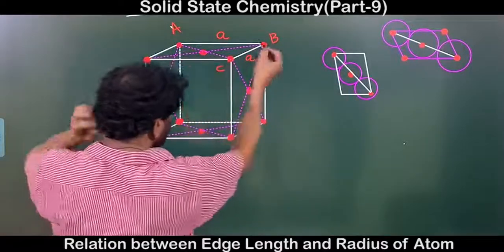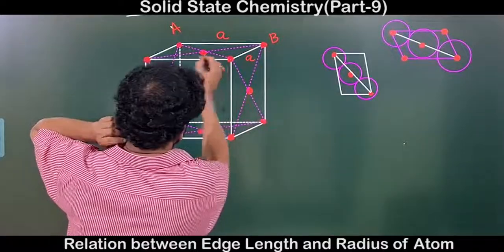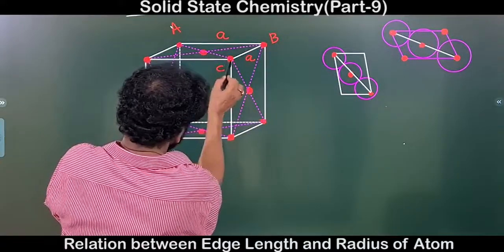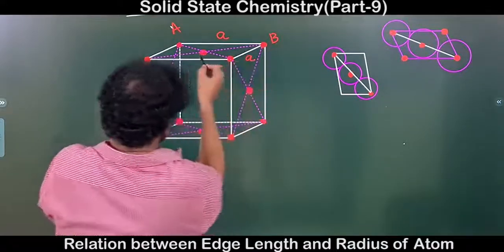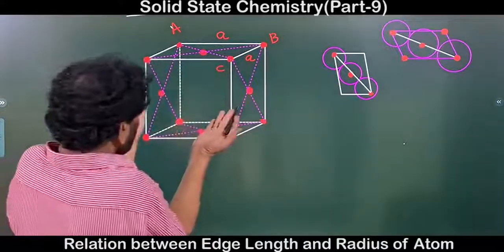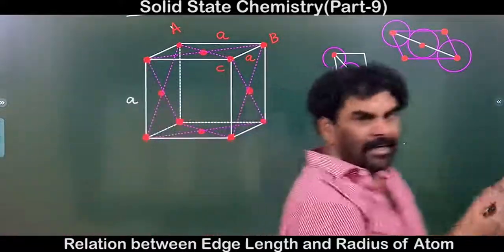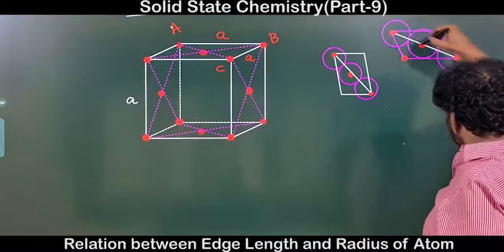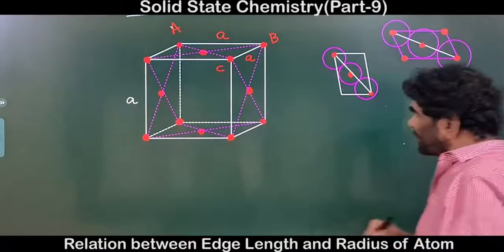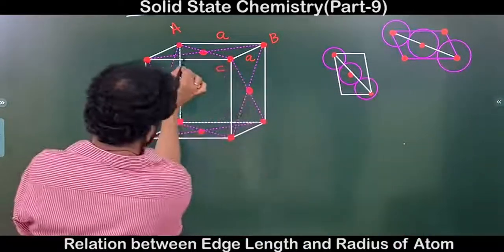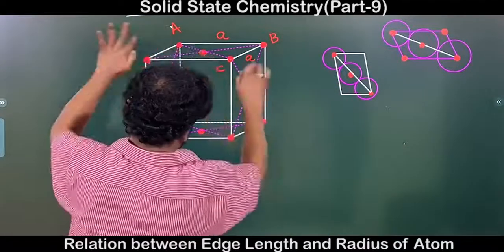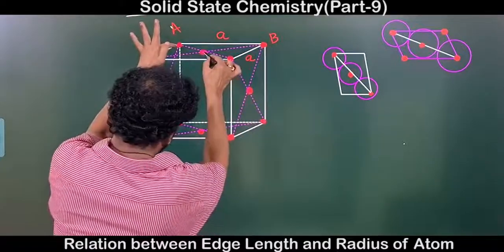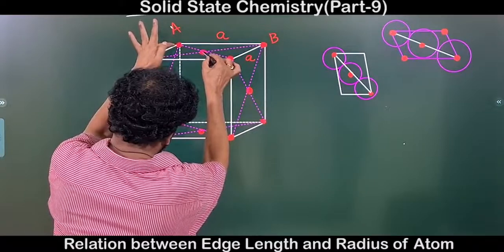The corner atoms are not touching each other, but the corner atom is touching the face center atom. This line is called the face diagonal. This is at the center of the face.